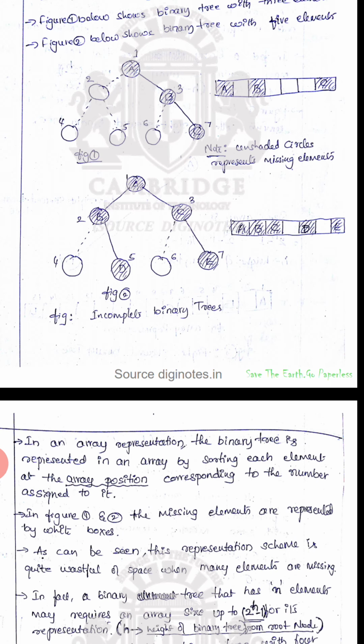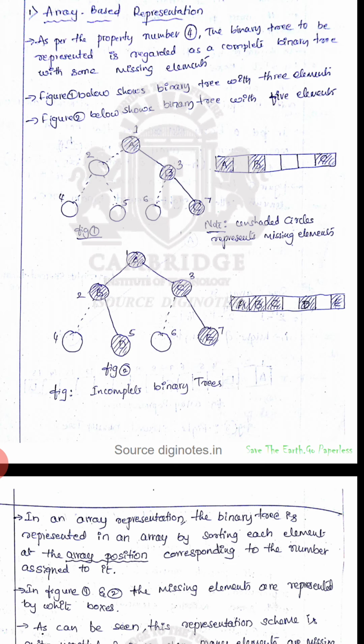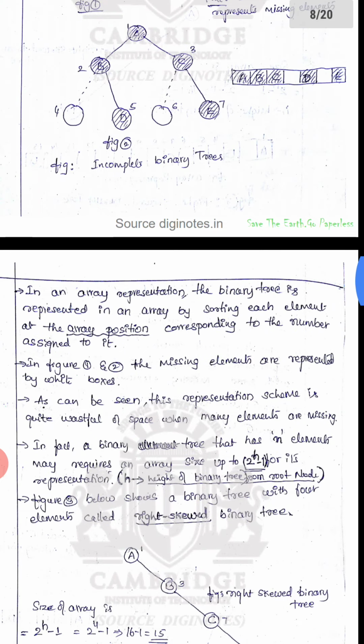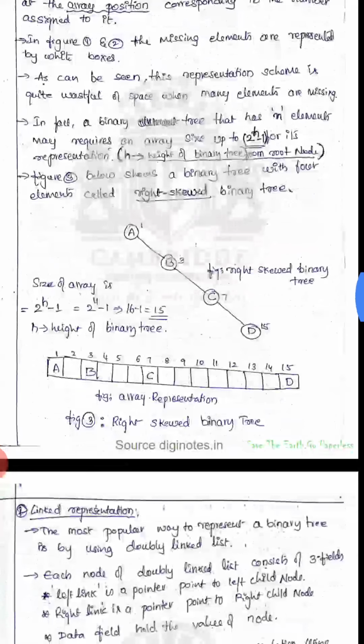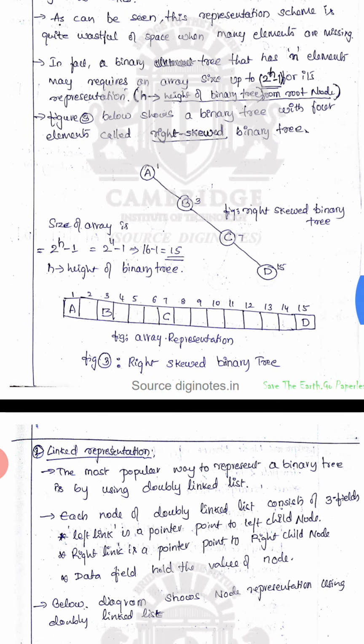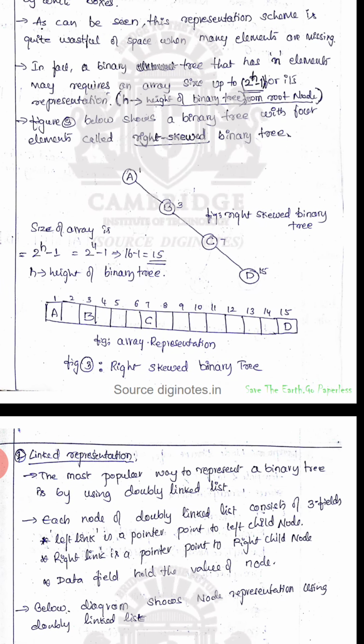So what we can understand here is that whenever we store a complete binary tree in an array, even though elements are missing, the space will be taken, so the memory will be wasted. Let us see one example. In the diagram we can see that the height of the binary tree is 4, in the sense A, B, C, D, we have got 4 elements, and the height is also 4.